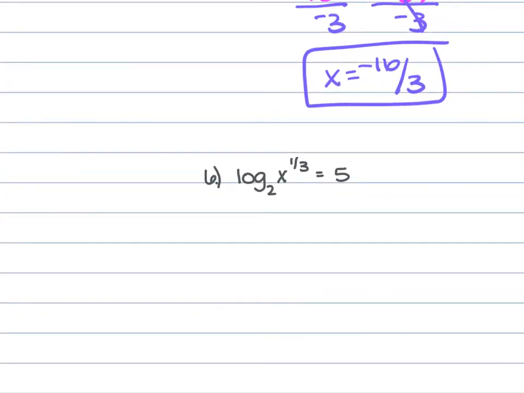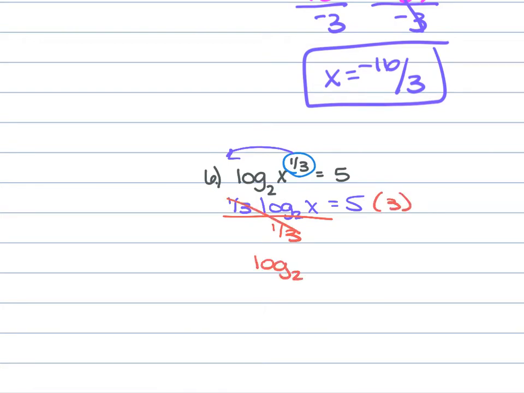For 6, we have log 2 of x to the power of 1/3 is equal to 5. So we can take this 1/3, bring it out front. We're going to have 1/3 times log 2 of x is equal to 5. We can divide each side by that 1/3 or multiply by its reciprocal to give us log 2 of x is equal to 15. Our base here is the 2, so this is going to be 2 to the power of log 2 of x is equal to 2 to the 15th power.